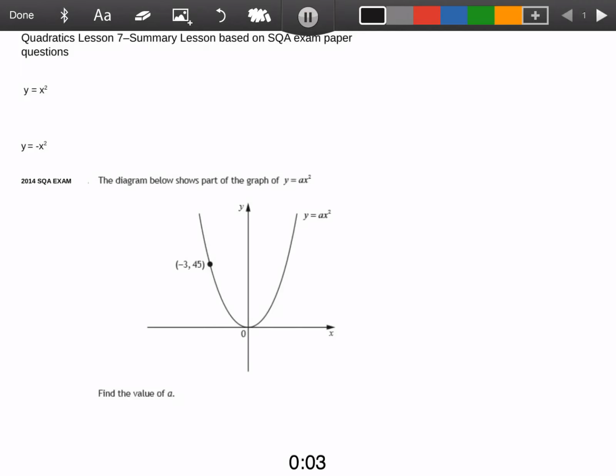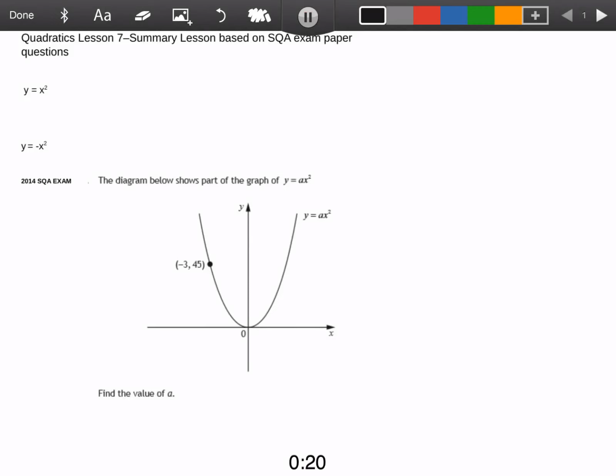Welcome to Quadratics Lesson 7. This is the final lesson for this topic. It will really be a lesson that just summarises the most important parts of the topic, focusing on the most common SQA exam paper questions that are coming up.